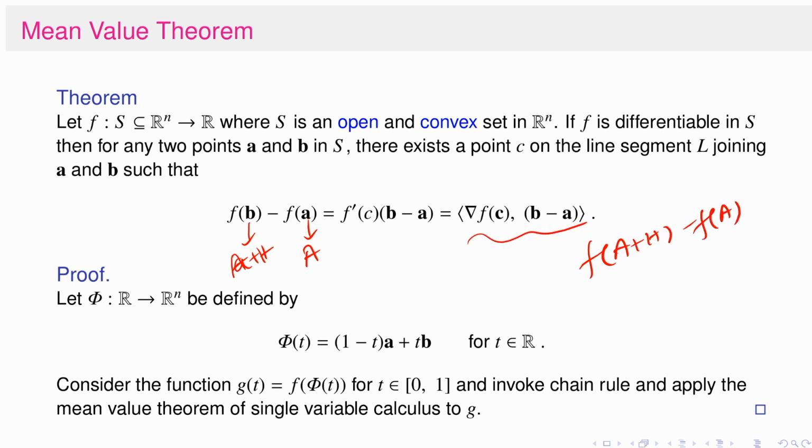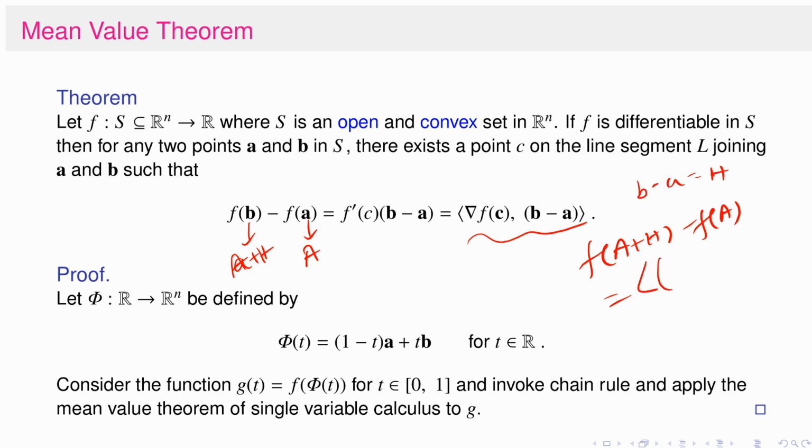This is the gradient of f at c, that means containing the first order partial derivative of f with respect to x1, x2, xn at the point c, dot product with b minus a, that means it contains the terms consisting of first order partial derivative. That means what is your b minus a? In that case my b minus a will be h.